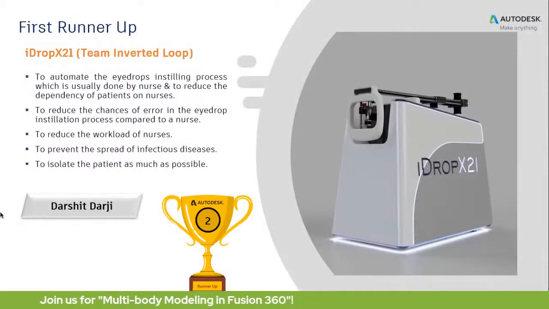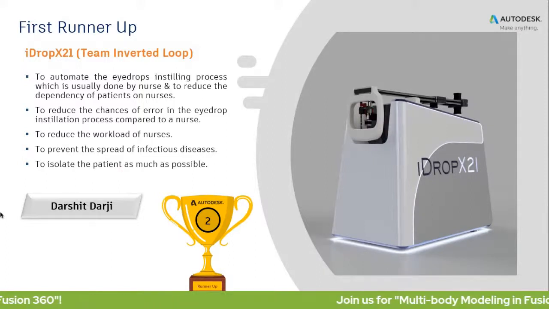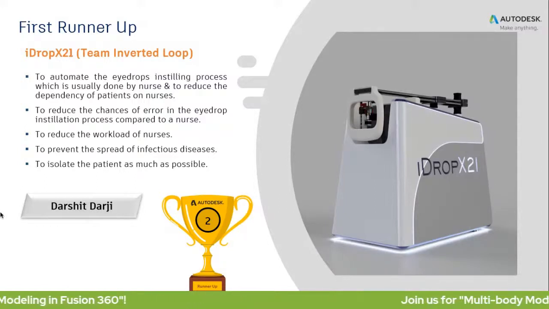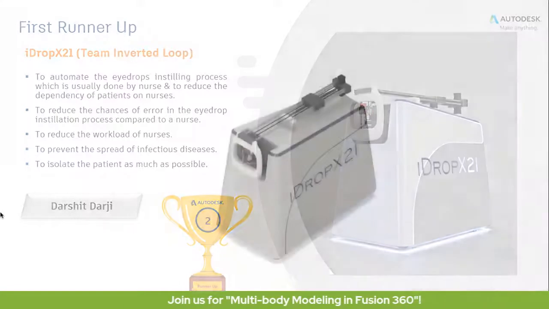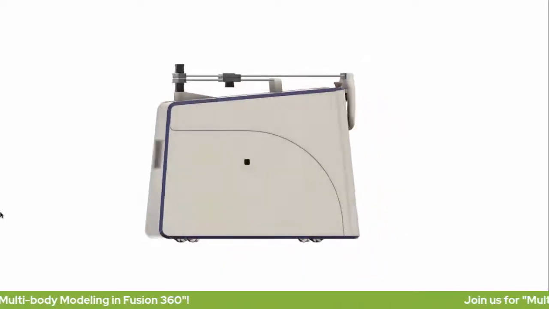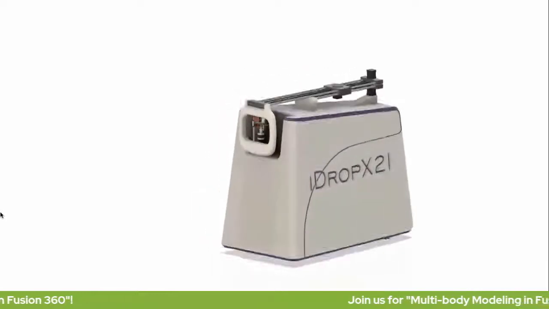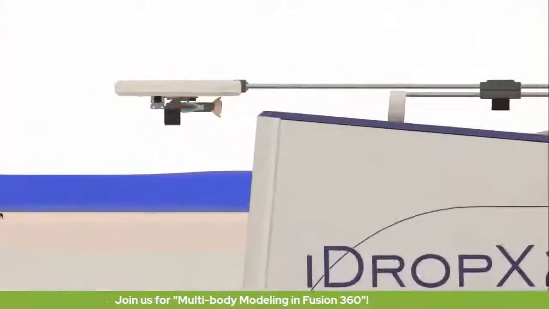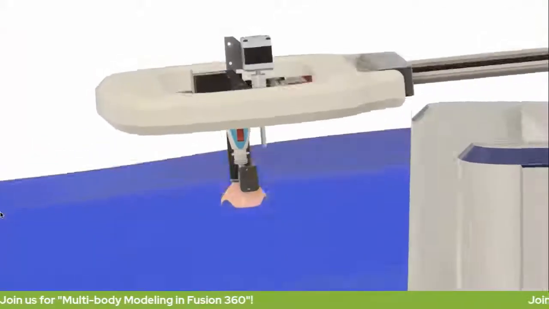Another best project of this competition was eye drops by team Inverted Loop, and this is very useful for medical purposes, for the eye drop installation process, as we can eliminate human interference. Let's see the animation video. This is designed by Darshit Darji from BVM College of Engineering at Gujarat. He is a student of the Electronics and Communication branch.